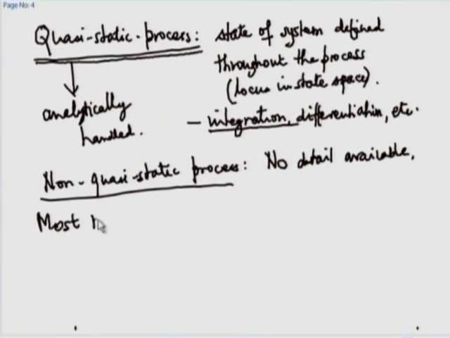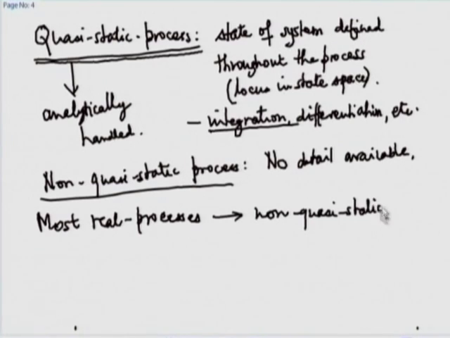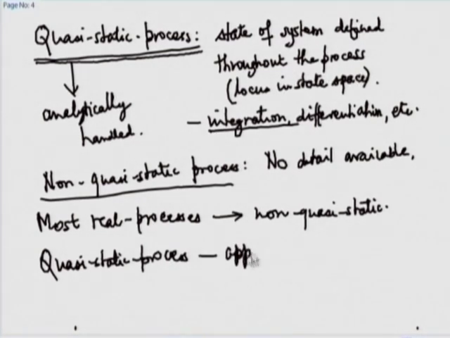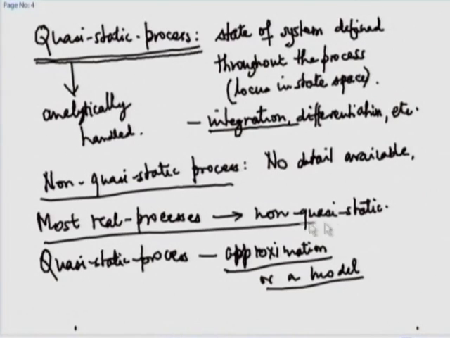Most real processes are non-quasi-static. And a quasi-static process is only an approximation or a model used by us. Remember this. This is something to be remembered, and this is something to be emphasized to our students.